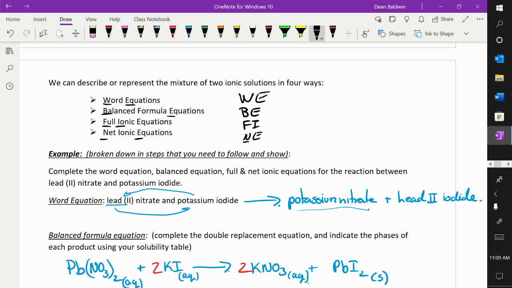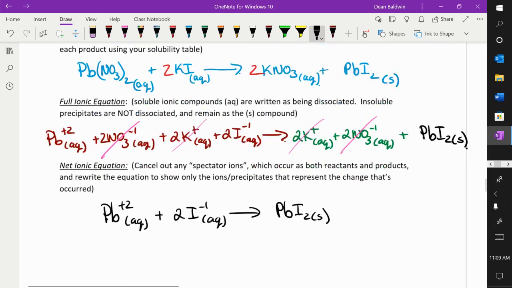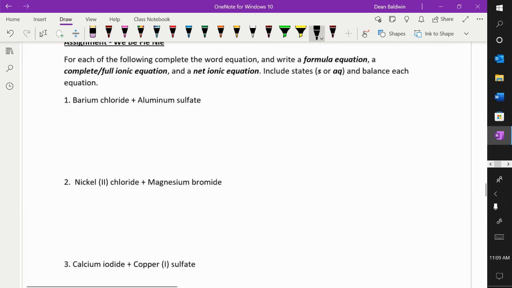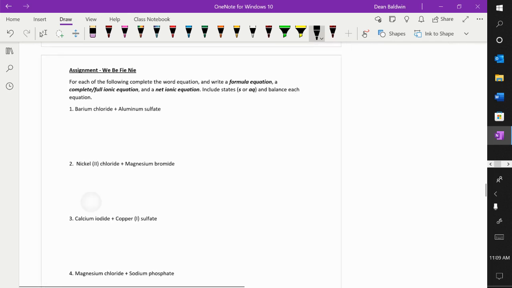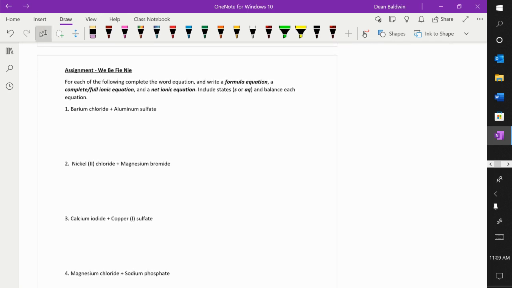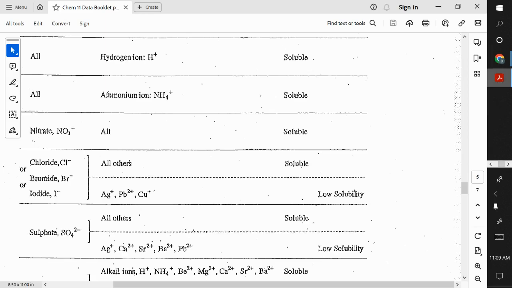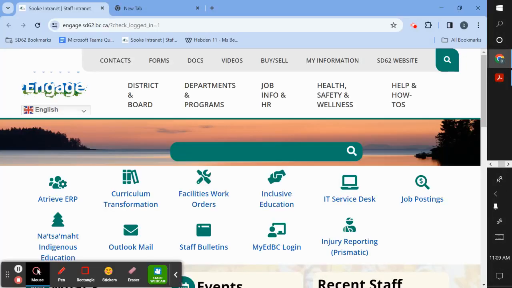Is that okay? Thumbs up. You know what? We just finished the unit. No. There's the WeBFINE. Write the full net formula. Do all that stuff for this page, please. You're going to have to predict the precipitates as well. So it's tomorrow. Review.